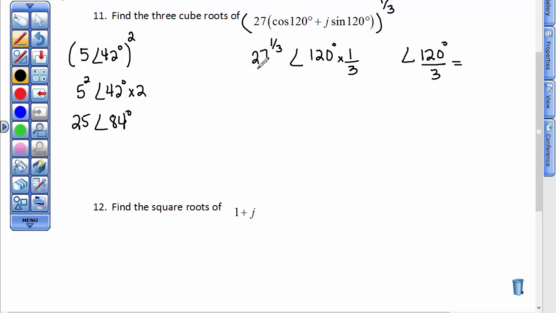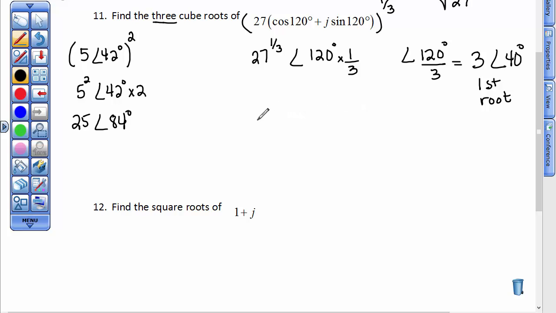27 to the 1/3 power is the cube root of 27. That's what it is. And the cube root of 27 is 3. 120 divided by 3 is 40 degrees. And this is called our first cube root. But there are 3 cube roots of this number. There are 3 answers for this.